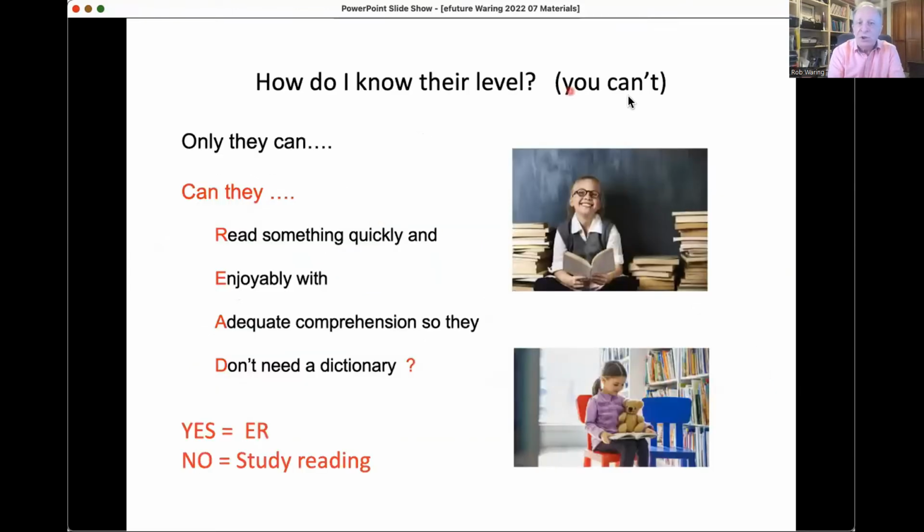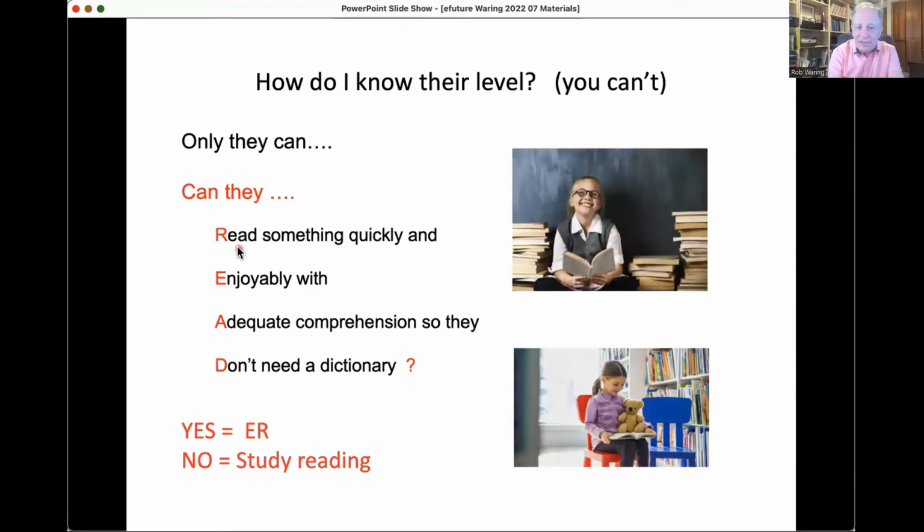Well, the answer is you can't. It's impossible for you to know their level because you cannot open their head and look inside. What we can do is guess. So in extensive reading, we have to trust the students to be able to choose their level of material correctly. And as I said, the best way for them to do that is pick up a book, read 1 or 2 pages, and ask themselves this question: can they read it?